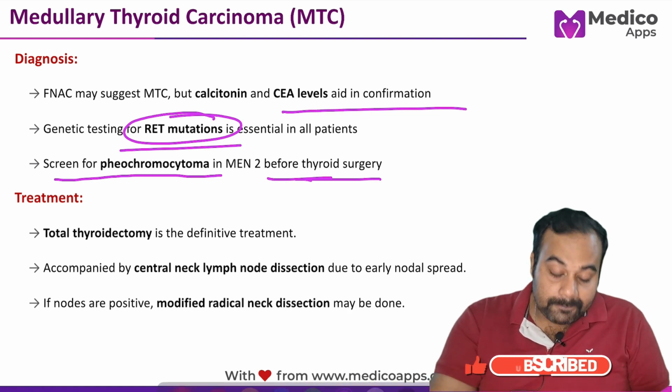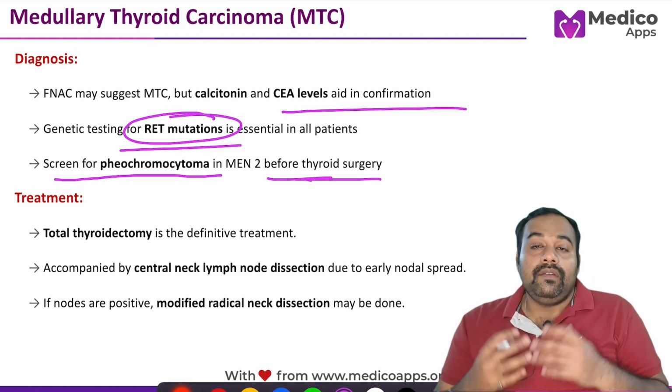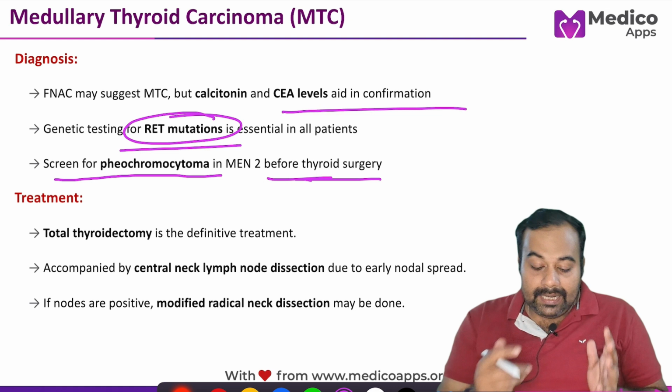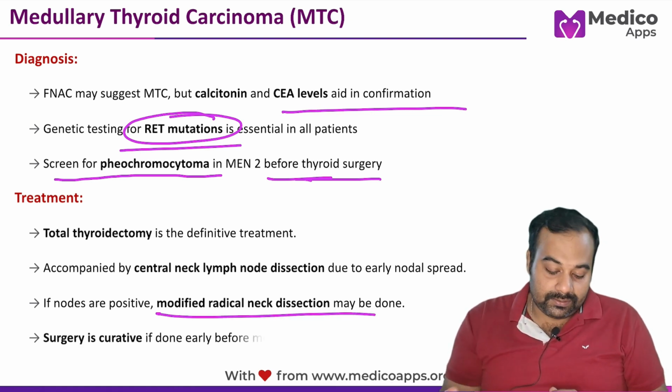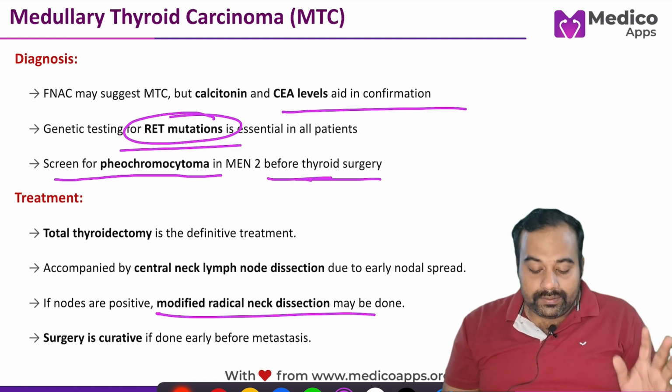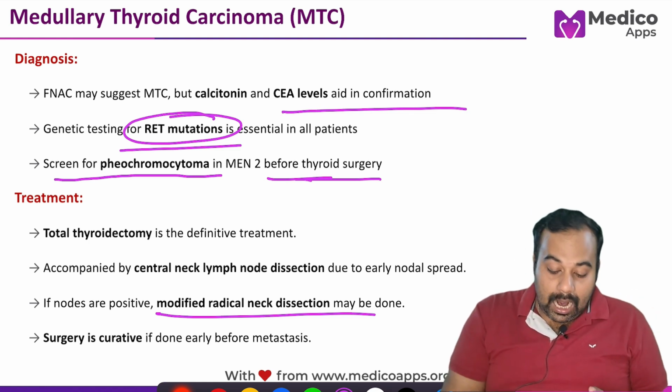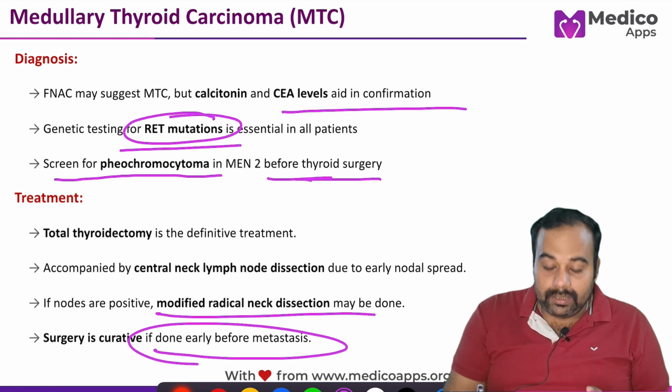But in some cases, yes, you might find a node positive patient. In that case, you have to go for modified radical neck dissection, right? Surgery is always curative if done early, before the development of metastasis.